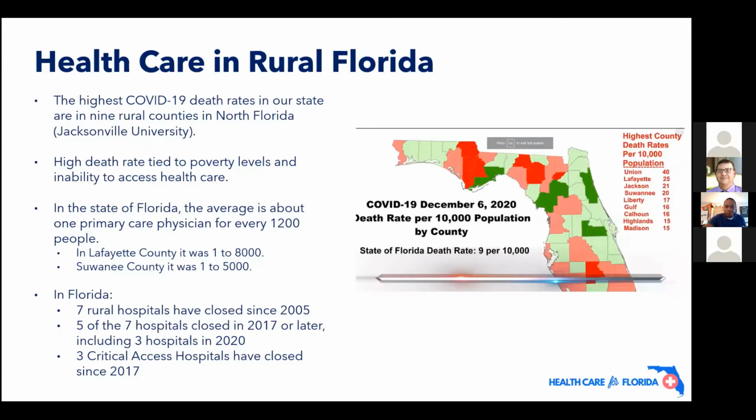I think one revealing metric when it comes to the availability of healthcare, or access, I should say, is the availability of primary care physicians. The Florida average is about 1 primary care physician for every 1,200 people, but in some rural counties, we see as much as 1 to 8,000, 1 to 5,000, just much greater rates. And again, I assume that a lot of this you're very familiar with.